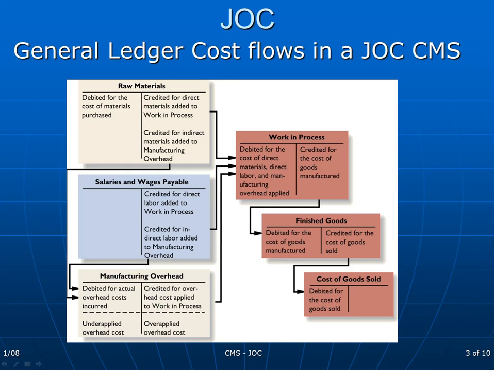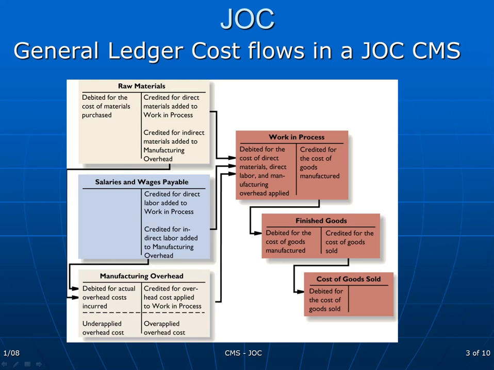So let's take a look over here. This diagram right here shows the cost flows through our general ledger accounts, through our general ledger manufacturing accounts. This is very similar to the flow chart that we looked at back in Chapter 2 for cost of goods manufactured. So I would suggest you go back and take a look at that flow chart.